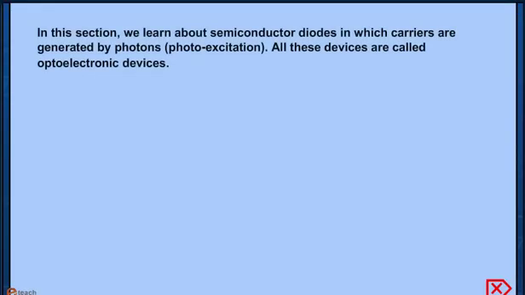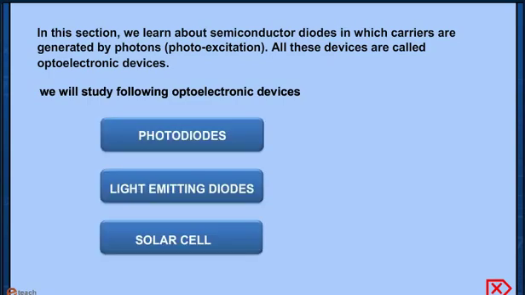In this section, we learn about the semiconductor diode in which carriers are generated by photons or photoexcitation. All these devices are called optoelectronic devices. We will study the following optoelectronic devices such as photodiodes, light emitting diodes, commonly known as LEDs, and solar cells.